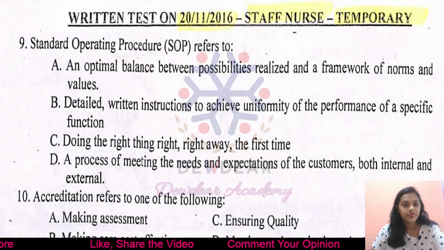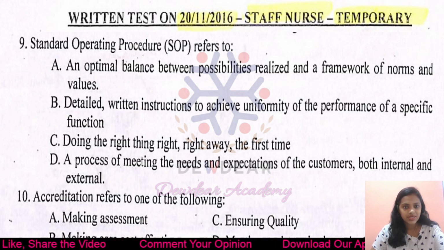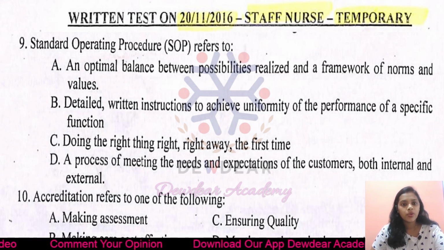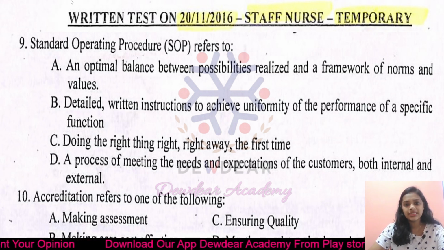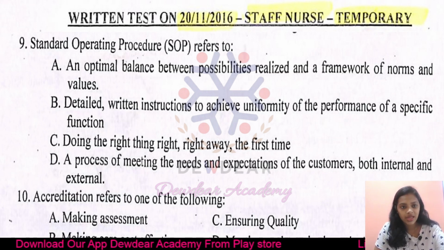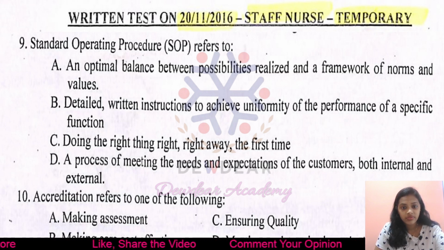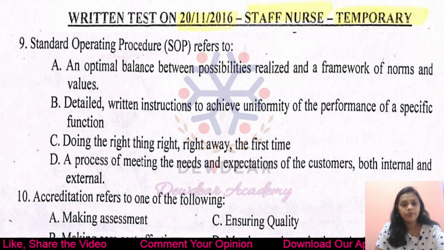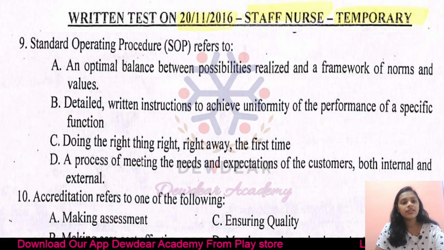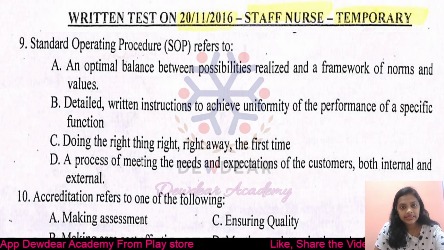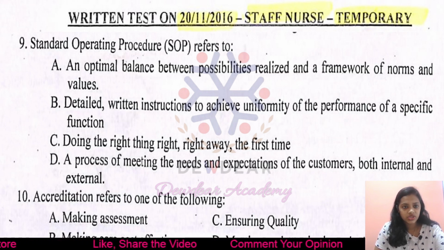The first question is, Standard Operating Procedure, SOP, refers to: an optimal balance between possibilities realized and a framework of norms and values; detailed written instructions to achieve uniformity of performance of a specific function; doing the right thing right away the first time; a process of meeting the needs and expectations of the customers, both internal and external. So here this question is regarding standard operating procedure. What is the exact definition of standard operating procedure?